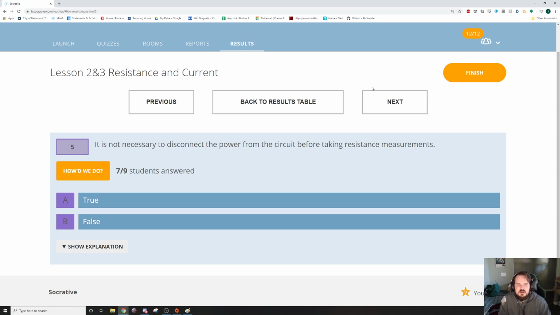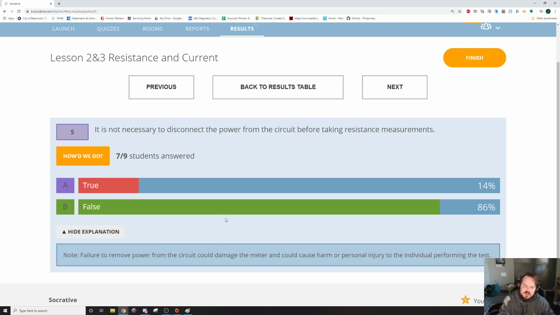It is not necessary to disconnect the power. We just covered that. Doing multiple quizzes in the same live stream kind of makes it go, oh, I just covered that like 5 minutes ago. Of course you have to disconnect the power because it can damage the meter. And if the meter gets damaged, it could blow up in your hand. That's like a worst case, like 7 different things failed all at once and there was an explosion type situation.